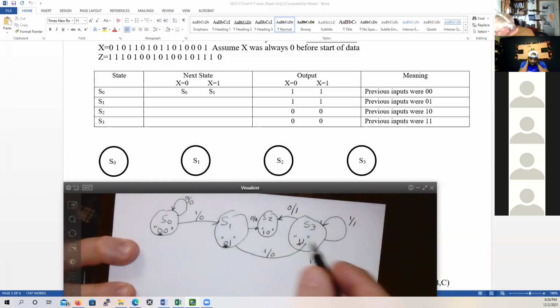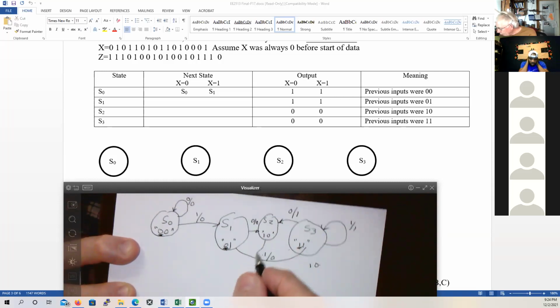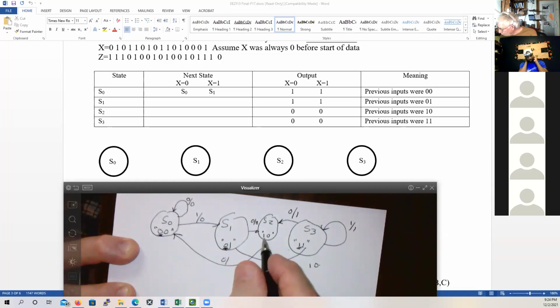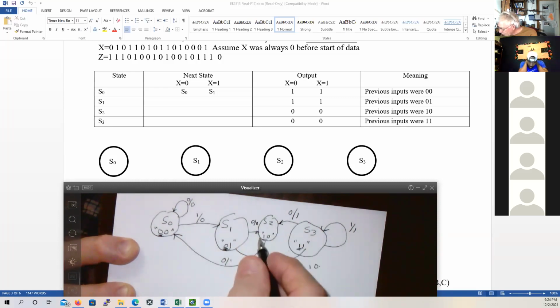And then from S2, if we get a 0, now we're going to have 2 zeros. So we have to go here and output a 1. And if we get a 1, then we're going to have 0, 1. So now we're going to go here on a 1 and output a 1.